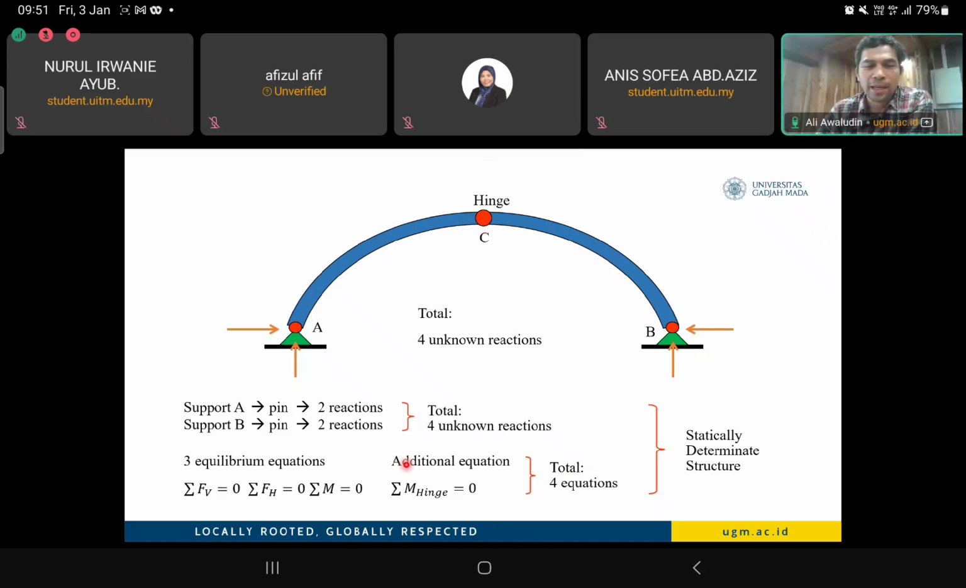So it should not be sigma moment, but the moment at the hinge at point C must equal 0. So please, Dr. Hazrina, in my slide later on, help me remove this sigma moment at MH equal to 0. It should be only MH equal to 0 without the summation symbol.